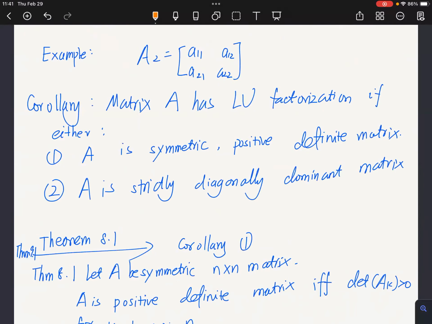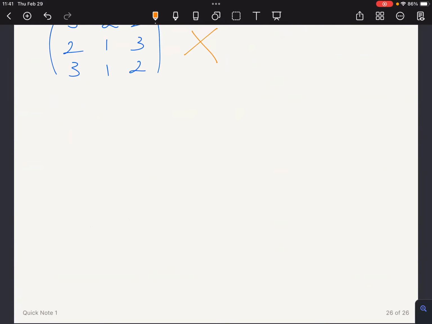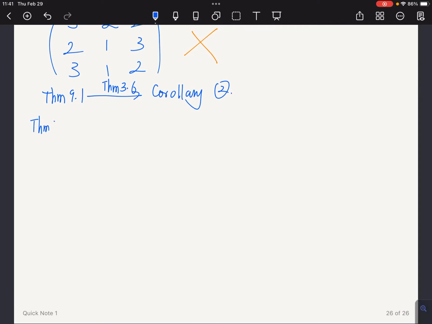Why do we have a second corollary here? We have already finished the definitions of this one, but why does this one satisfy theorem 9.1 there? So I will not do the proof, but I will show you there's one theorem to help us transfer theorem 9.1 to the corollary. There's one theorem in the textbook, theorem 3.6, and with the help of theorem 3.6, we get the corollary's conclusion. So what does theorem 3.6 say?